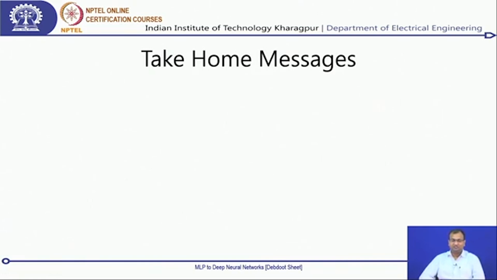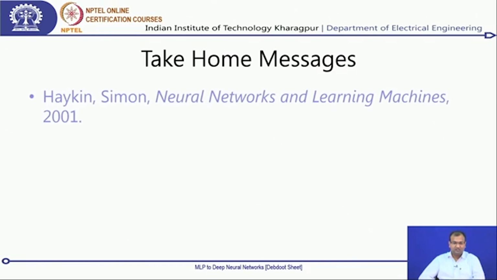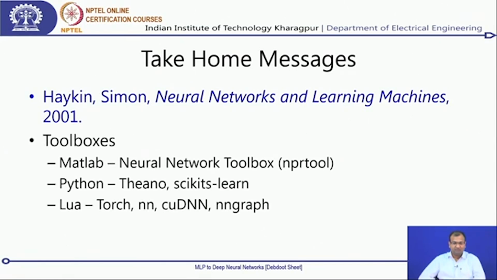So, this brings us almost to the end of trying to understand a deep neural network from a multi-layer perceptron model. At the end, I would suggest you do much more detailed reading from the textbook Neural Networks and Learning Machines by Simon Haykin. On the toolbox side, the simplest thing which a lot of people get started with is the neural network toolbox within MATLAB for pattern recognition, the NPR tool. You can alternatively look into Theano and scikit-learn in Python, and Lua for Torch and other aspects.